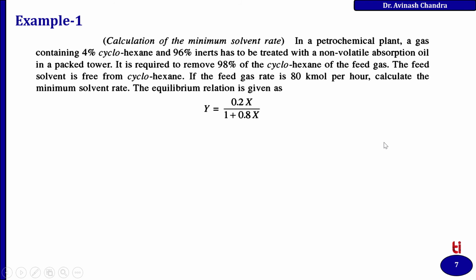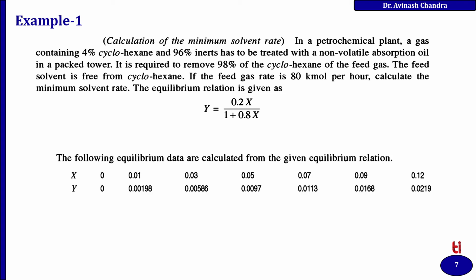For an example, in a petrochemical plant, a gas containing 4% cyclohexane and 96% inert has to be treated with a non-volatile absorption oil in a packed tower. It is required to remove 98% of the cyclohexane of the feed gas. The feed solvent is free from cyclohexane. If the feed gas rate is 80 kmol per hour, calculate the minimum solvent rate. The equilibrium relation is given as y equal to 0.2x upon 1 plus 0.8x.